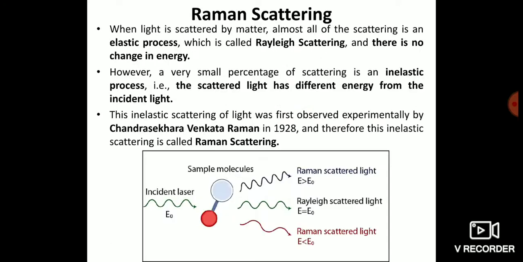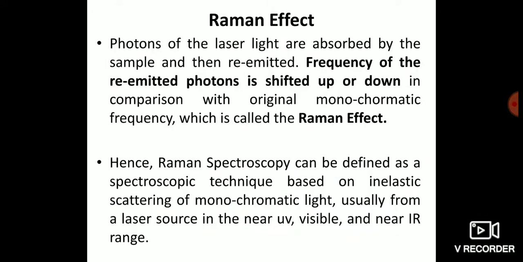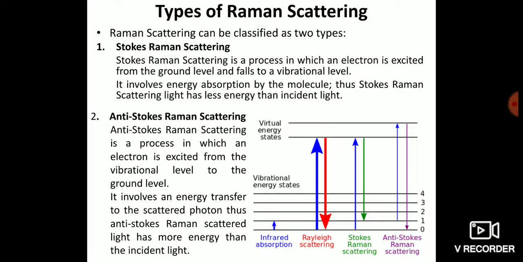Almost all the radiation is scattered as such, so all the light is scattered as such. This is known as elastic scattering, also known as Rayleigh scattering. But some part is deflected, or you can say that the energy or frequency goes up or down, then it is known as Raman scattering, and the effect is known as the Raman effect. Now let us define Raman scattering.